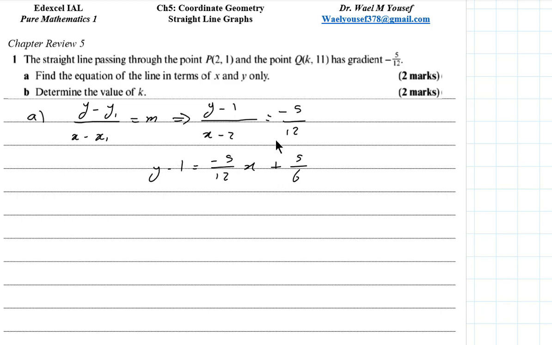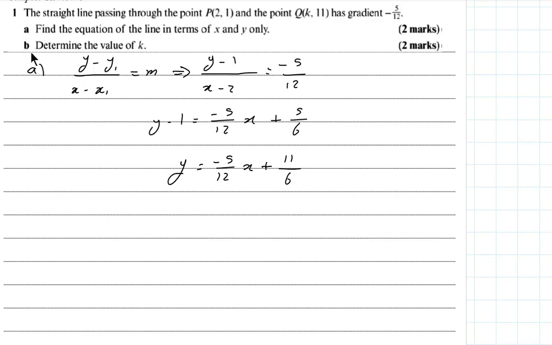Finally, move -1 to the right hand side with +1, so the answer should be y equals -5/12 x, and then +5/6 plus 1, which is +6/6. 6 plus 5 will be 11/6. This is the answer, okay?